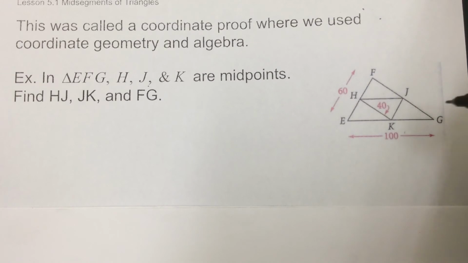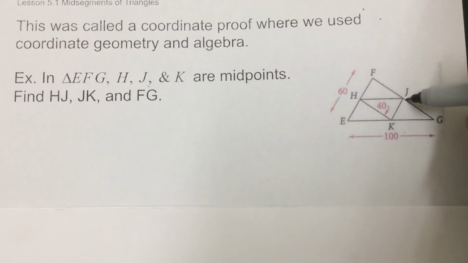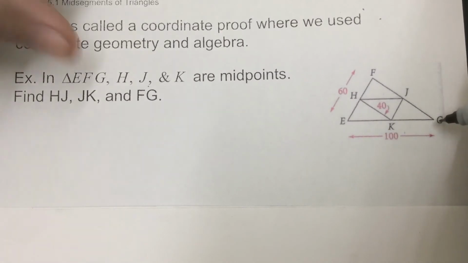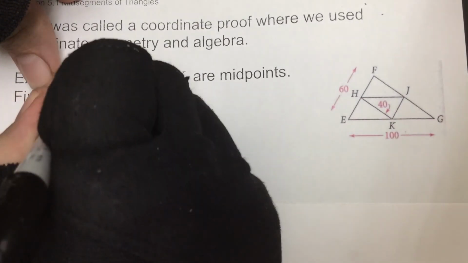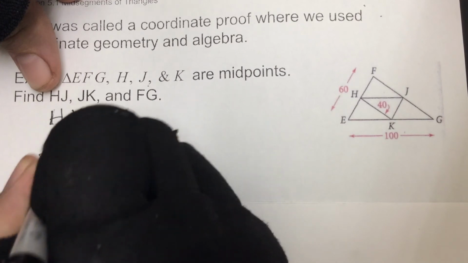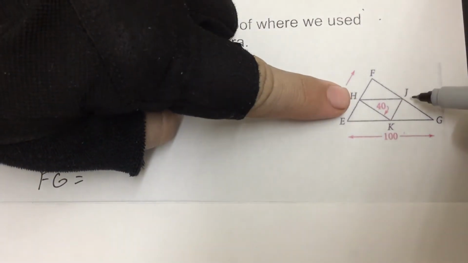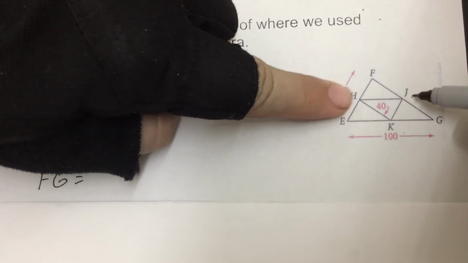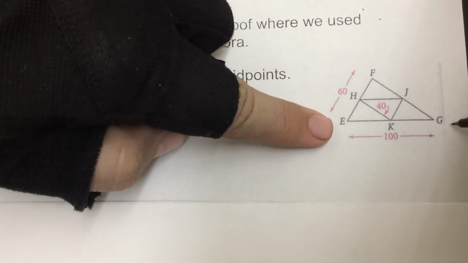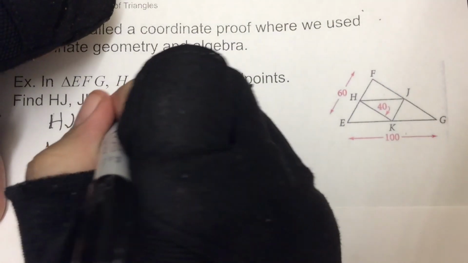So if we know that those three are the midpoints, well, we just proved that the mid-segment is going to be half of the segment that it's parallel to. So if we do HJ first, and then JK, and then FG. So HJ here is the mid-segment of this triangle, and the side that it's parallel to is EG. We know EG is 100, so ours has to be half of that, so HJ is 50.